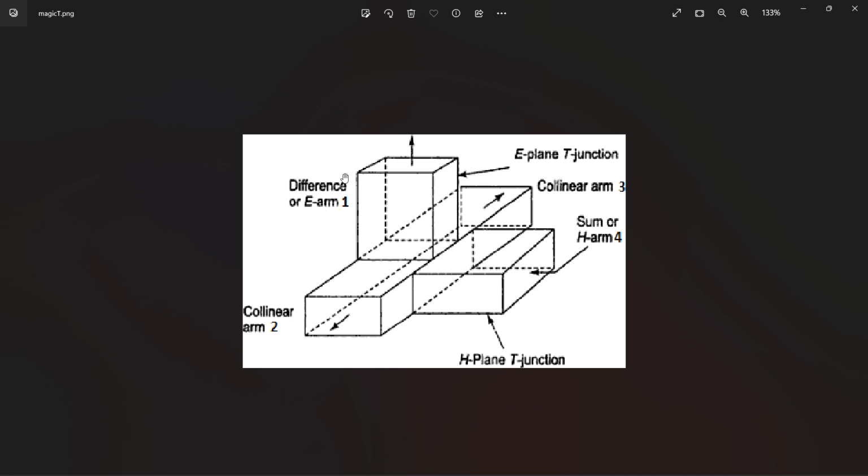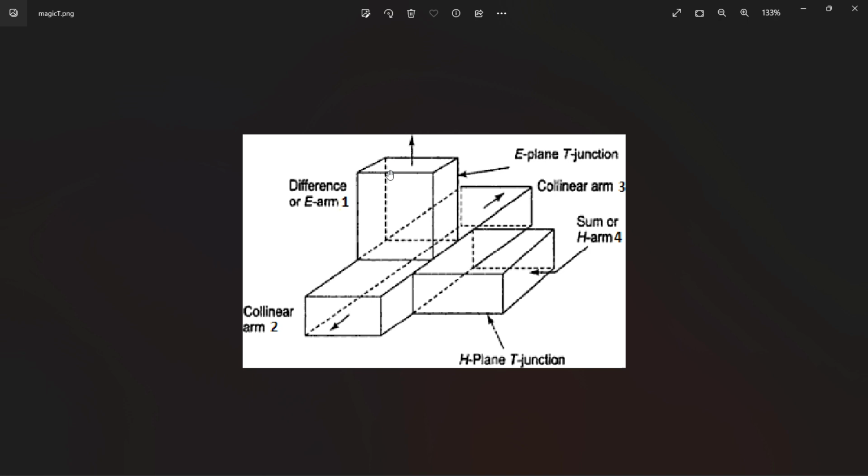It is the main waveguide, and these two are side arms, that is the E arm and H arm. As the name suggests, if we give input at the E arm, same amplitude, opposite phase will be there in the collinear arms. If input is given in the H arm, equal amplitude and equal phase will be there in the collinear arms, and there is no output at the E arm.